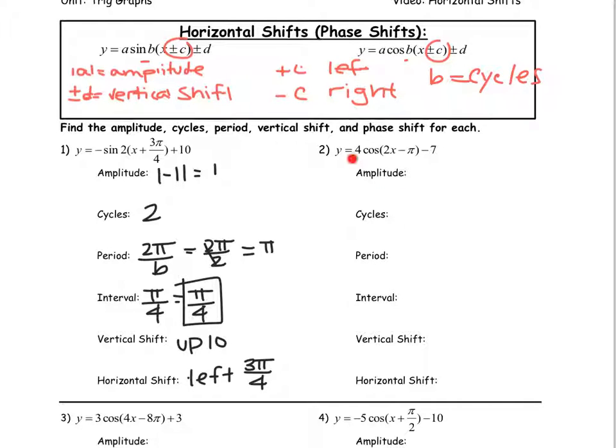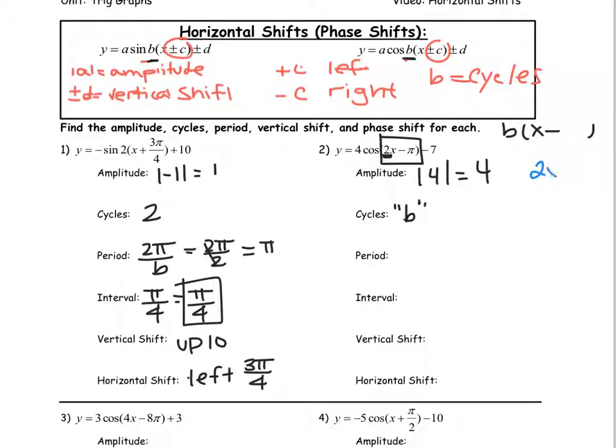So the amplitude is the number in front of the cosine, but the absolute value. So the absolute value of 4 is 4. Now, the cycles is our b value. But do you notice how the b is tucked inside the parenthesis here, when in the formula the b is outside the parenthesis? That is actually going to make a big difference. So we actually have to get this into the form so it's b and then x minus some number. So we actually have to divide this out. So what do I mean by that?